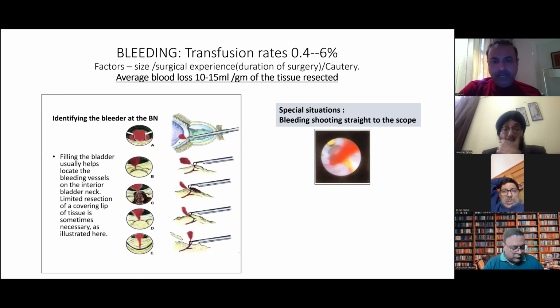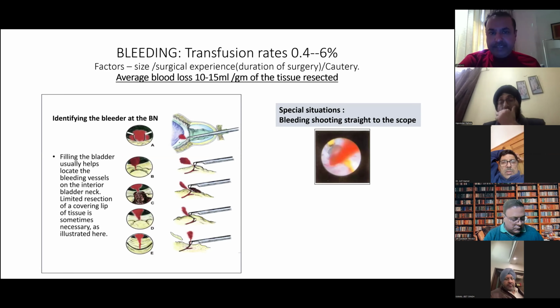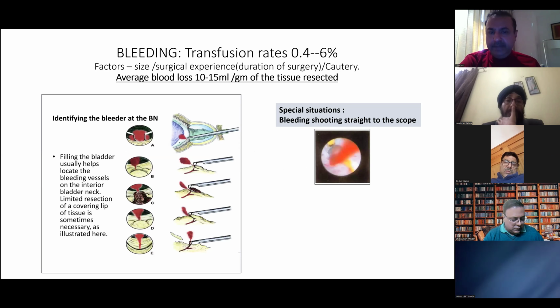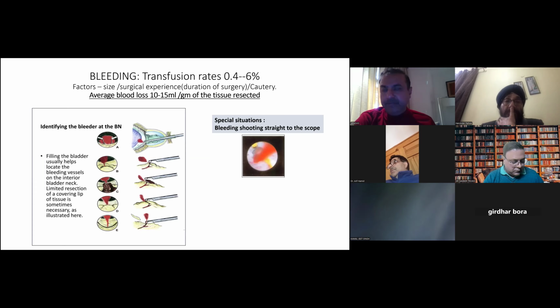How do we stop the bleeding? One question which is asked from the residents is, what is the transfusion rate? It is very low in today's era, because you are able to see how your seniors have done it. The cauteries have improved. The quality of cameras have improved, and instruments have improved. So the transfusion rates are not high, but average blood loss is anywhere between 10 to 15 ml per gram of the tissue resected.